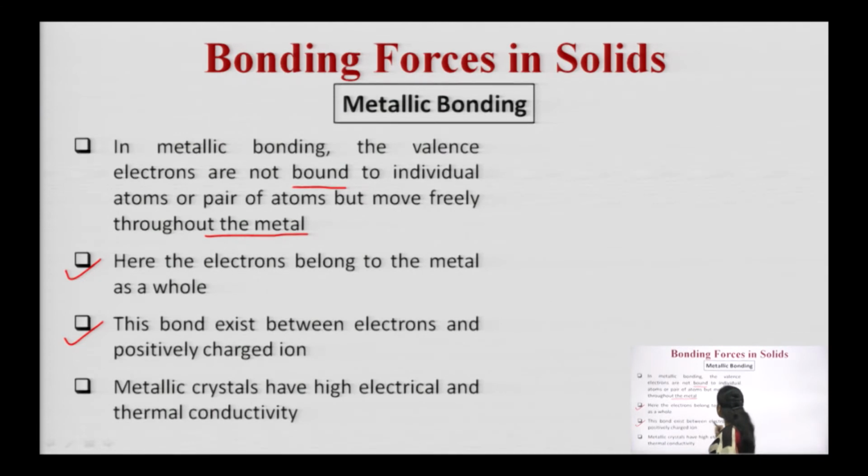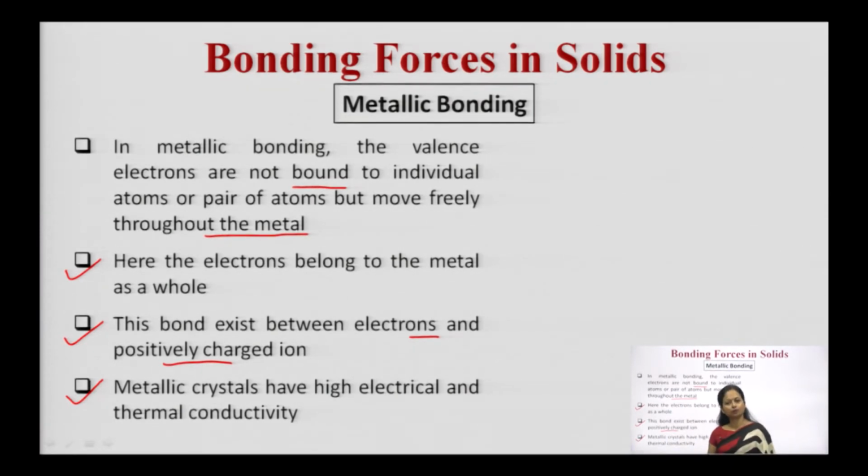This bond exists between electrons and positively charged ions. If you see the structure of a metal, there will be electrons and positively charged ions, and metallic crystals have high electrical and thermal conductivity. See, even you know that a metal is a very good conductor, so conductivity will be high. So, metallic crystals will have very high conductivity and high electrical capabilities as well. All these points are clear.